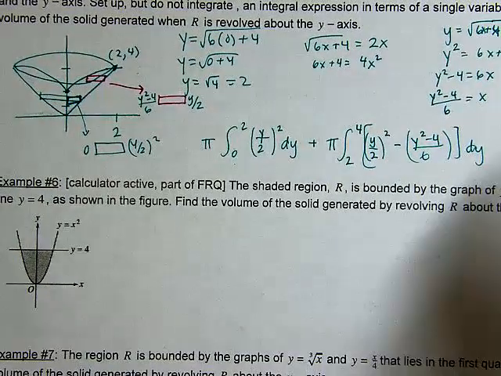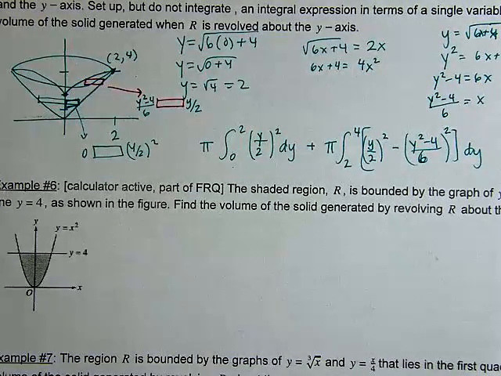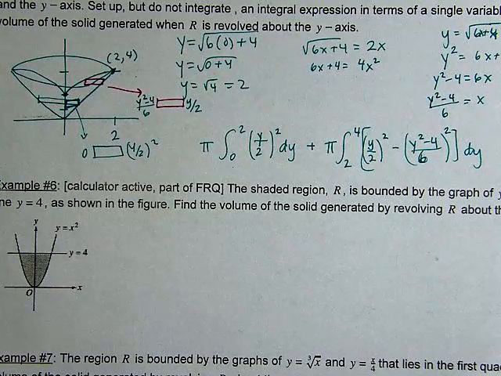Do not bother, oops, sorry, I forgot to square. Do not bother multiplying any of these things out. If it's free response, they will accept your answer like that. All right, example number 6. Go ahead, pause here. When you click play, I'll go over it.